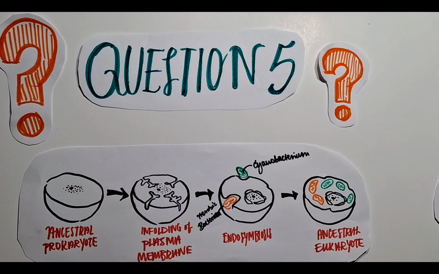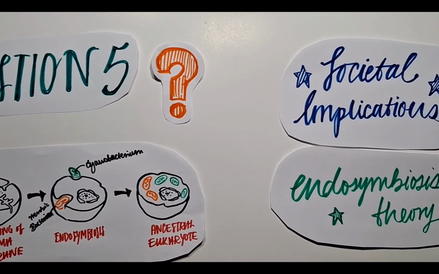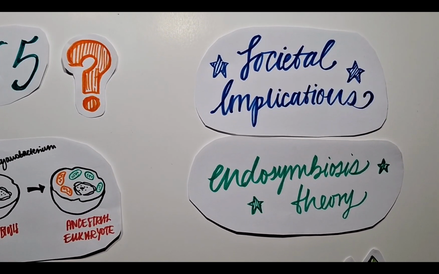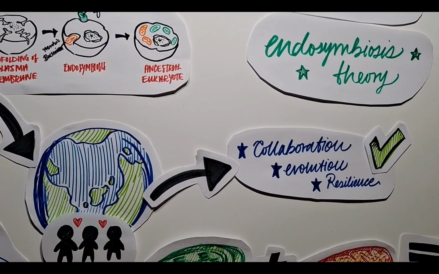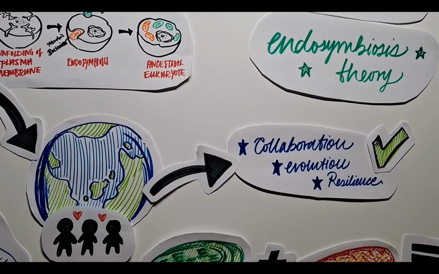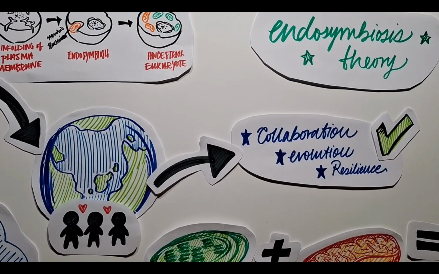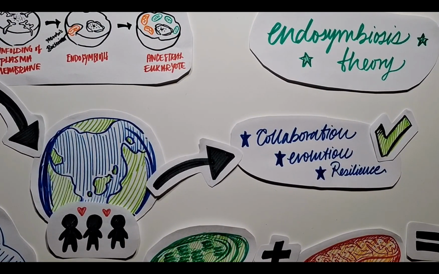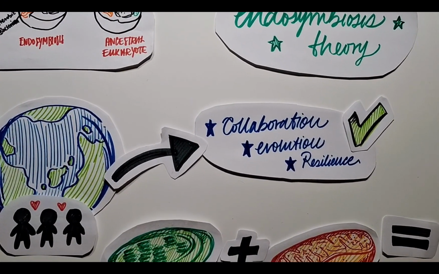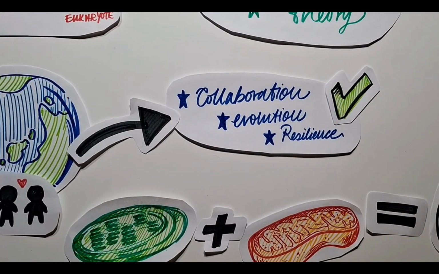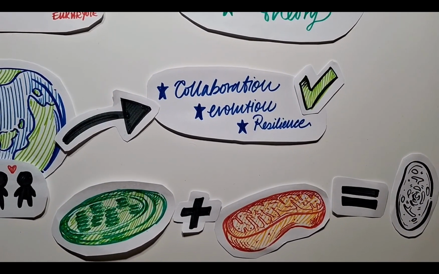Last question, number 5. Describe the societal implications resulting from this theory. The societal implications of the endosymbiosis theory are important to consider as we study the past and as we develop moving forward. The theory emphasizes the necessity of collaboration, evolution, and resilience. The circumstances that develop on Earth to sustain evolving life forms and processes allow us to consider the necessary implications humanity should abide by moving forward to continue to thrive.